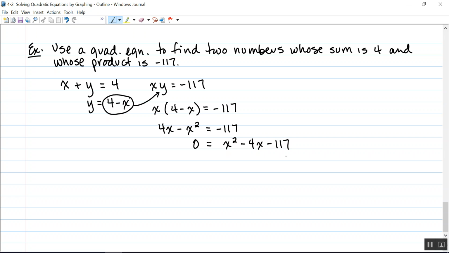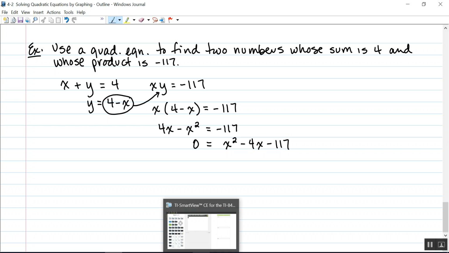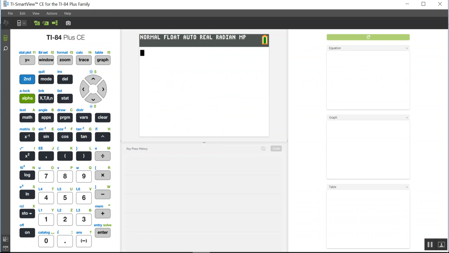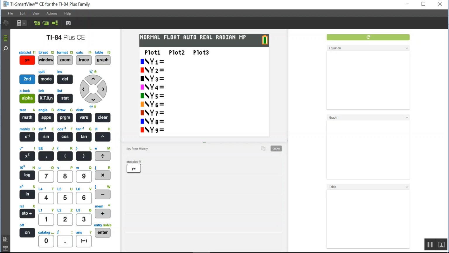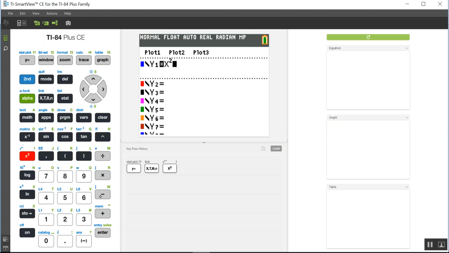So that's a little complicated to graph. I'm noticing it has a y-intercept of -117. I really don't want to graph that, so I'm going to do that on my calculator. So let's pull up the calculator here. And let's put that into y equals. So I have x squared minus 4x minus 117. And let's graph that and see what it looks like.